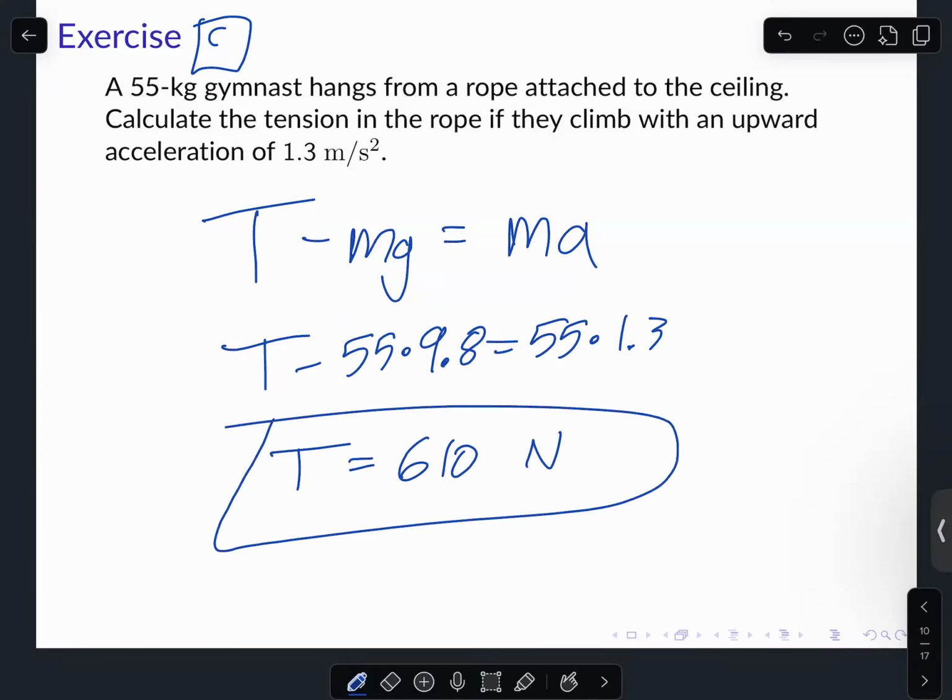You missed what? Ask me. Is it MA? Is what MA? Mass times acceleration. Stop saying it. This is Newton's second law. Total force equals mass times acceleration. That's always true.